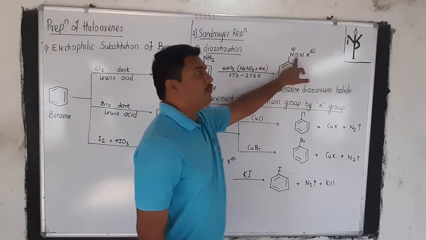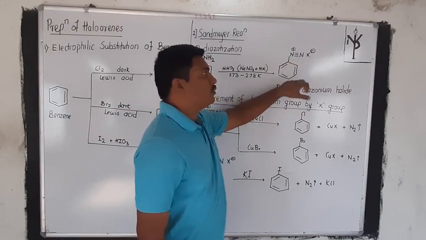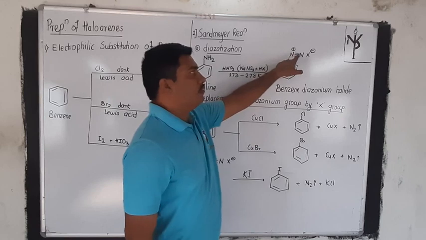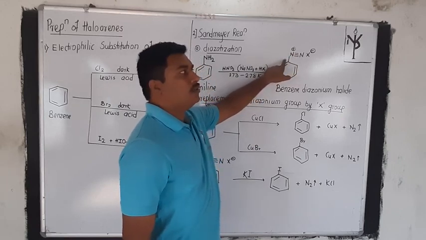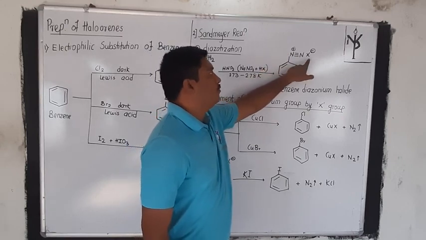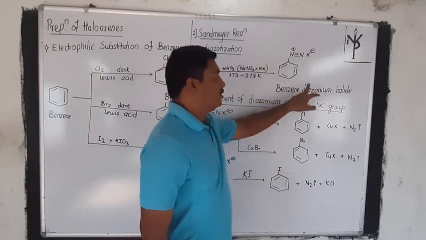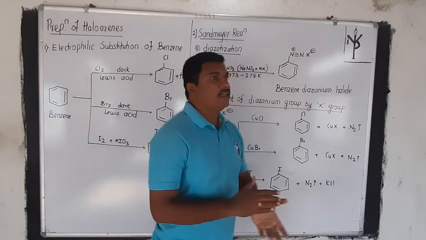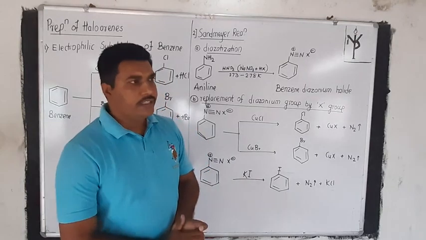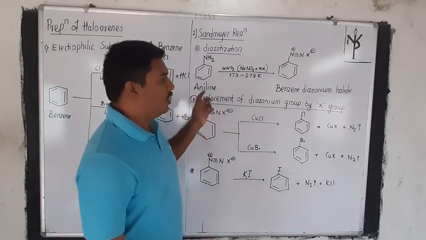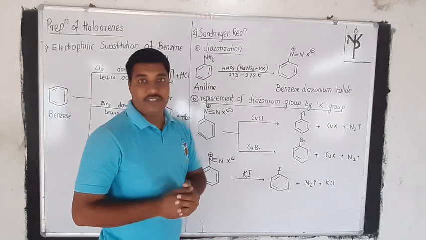The diazonium group is N triple bond N. That means two nitrogen atoms, and one of the nitrogen atoms completes four bonds: 1, 2, 3, and 4. So the diazonium carries a positive charge and the halide carries a negative charge. So benzene diazonium halide is also known as a diazonium salt. This benzene diazonium salt formation is diazotization. It's the first step of the Sandmeyer reaction.